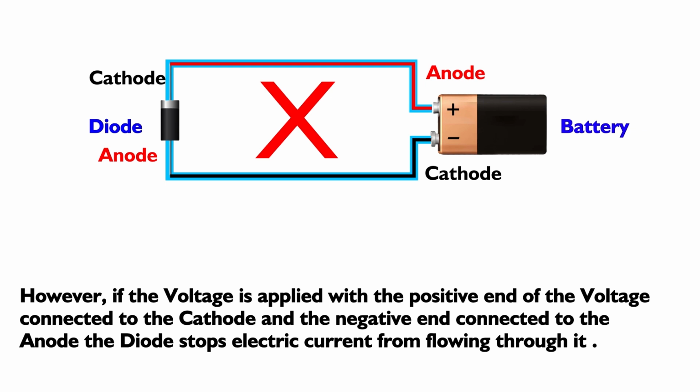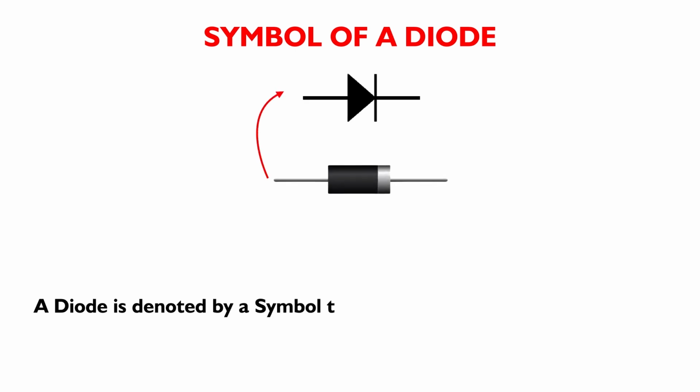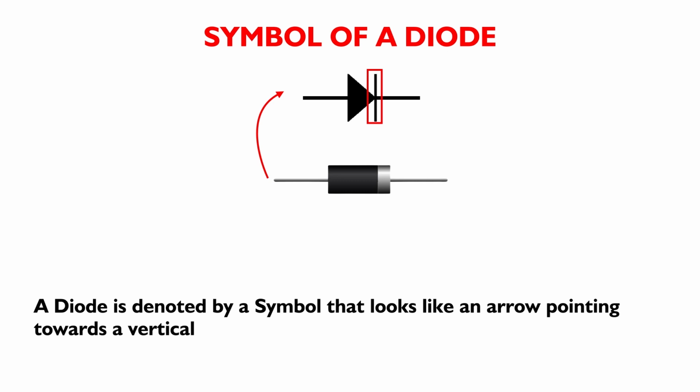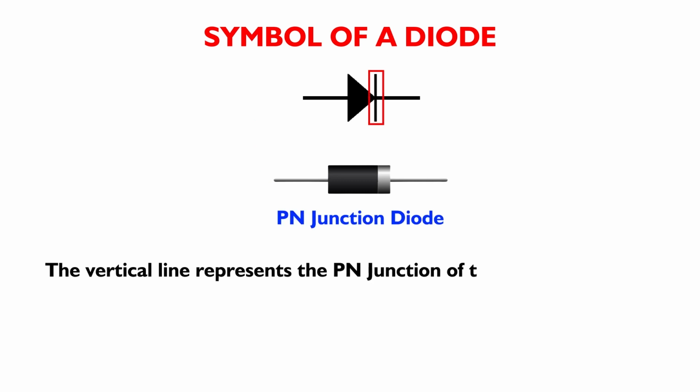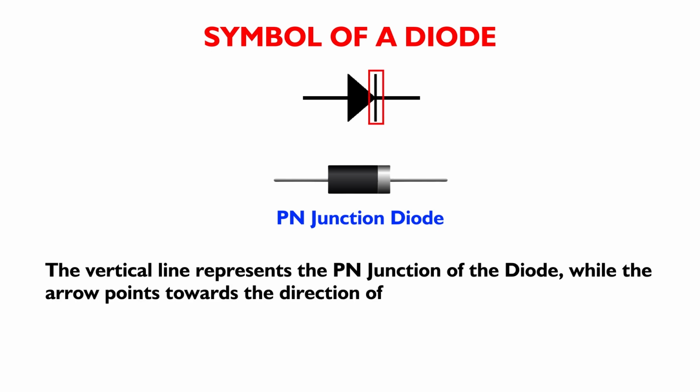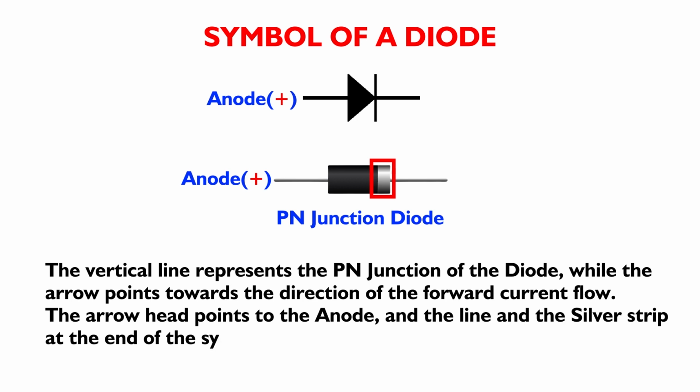Let us have a look at the symbol of a diode. A diode is often denoted by a symbol that looks like an arrow pointing towards a vertical line. This vertical line represents the PN junction of the diode, while the arrow points towards the direction of the current flow.